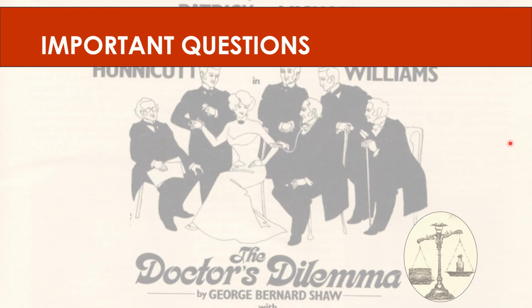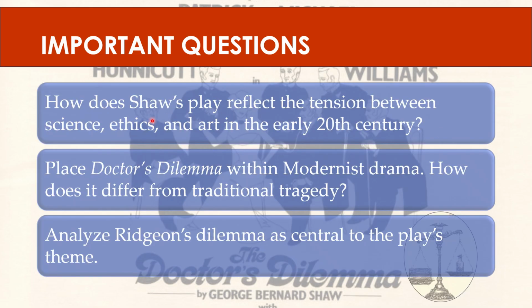Next, we come to important questions that may arise from this play. The first one is, how does Shaw's play reflect the tension between science, ethics, and art in the early 20th century? So, this is a very good question that compresses the entire play with its context. And this is important. Again, I've already written these are important questions.